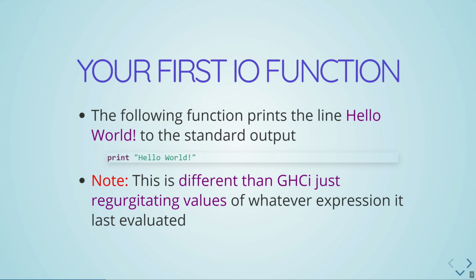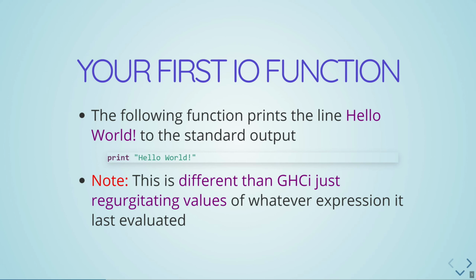So now let's introduce you to your first IO function. This is one you've probably seen before, the print function. So if you type in print hello world into GHCI, it'll give you back hello world. Now, this is a bit different than GHCI just regurgitating values, which is what we've been seeing before. So by default, whenever you enter something in to GHCI, it automatically kind of just calls print on it.